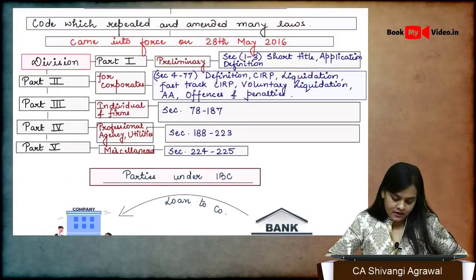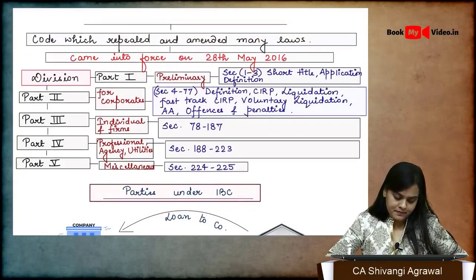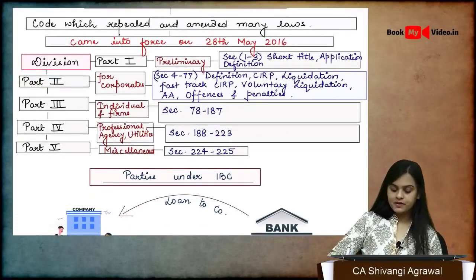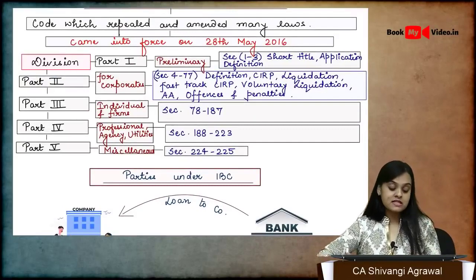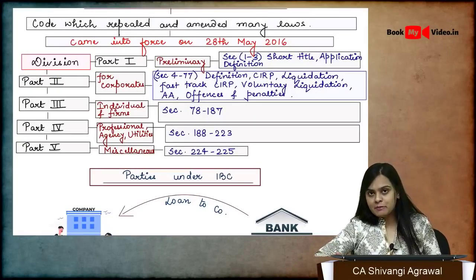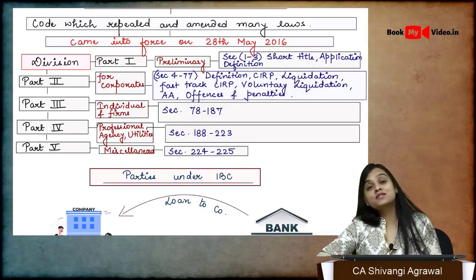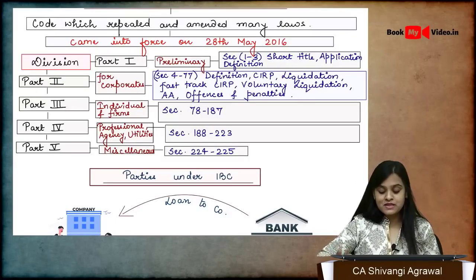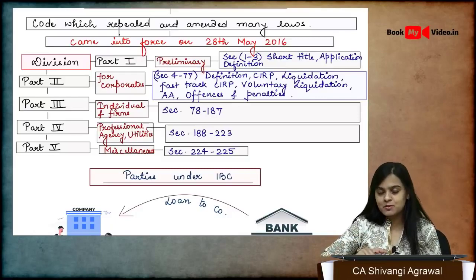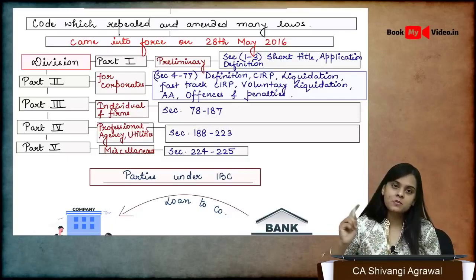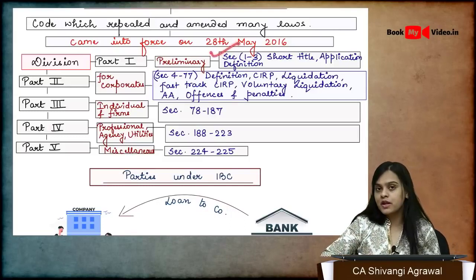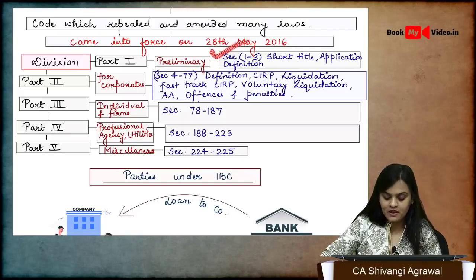Okay. Now if we talk about this particular code, it has repealed 2 acts and amended many laws. It came into force on 28 May 2016. It was introduced in December 2015 in Lok Sabha, then of course in May 2016 in Rajya Sabha. It was first passed in Lok Sabha, then passed in Rajya Sabha. It got assent on 28 May 2016 and was notified on the same day.